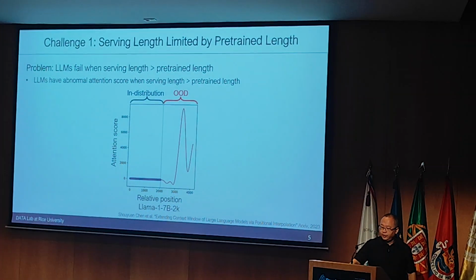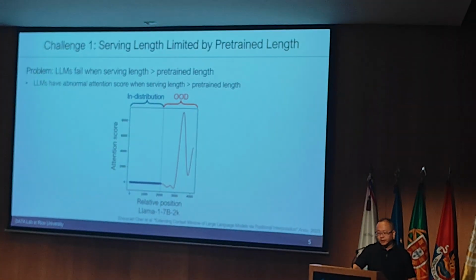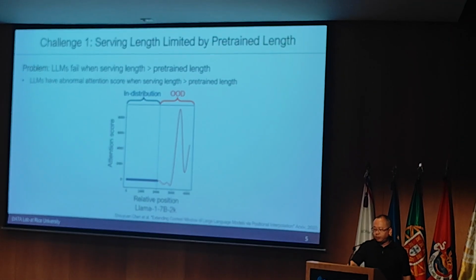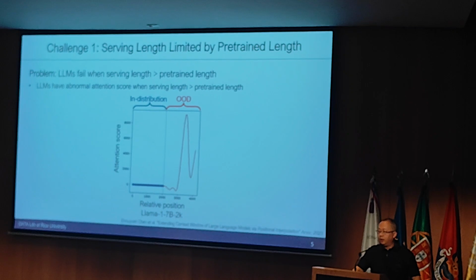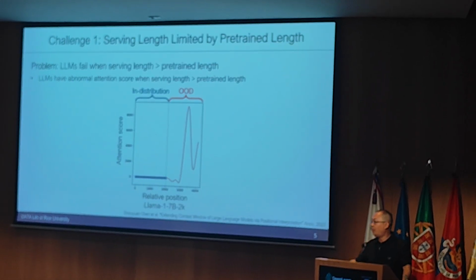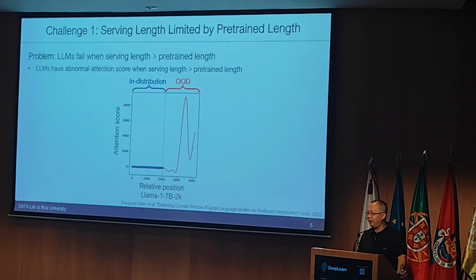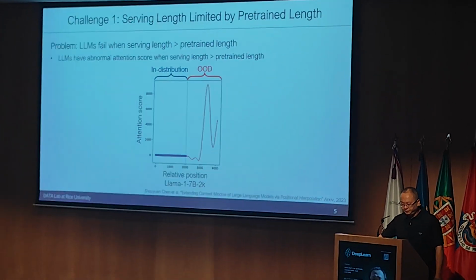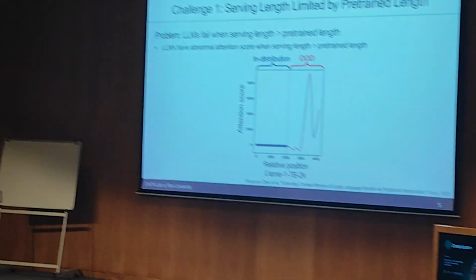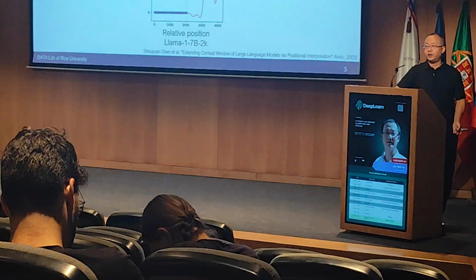We are facing several challenges. The first challenge I would like to discuss is the serving length limited by the pre-trained length. As we mentioned, each of the released versions, for example Llama 1, 2, 3, 4, is associated with a context length. That's why LLMs may fail when the serving length is larger than the pre-trained length.